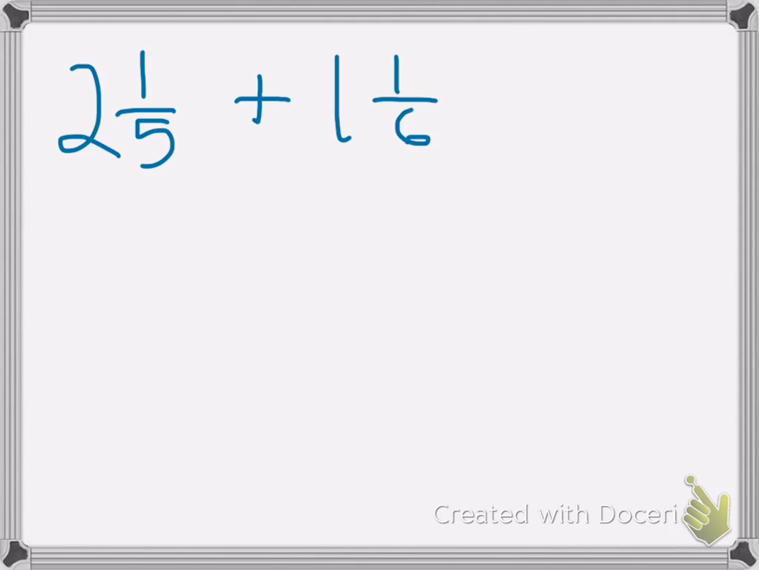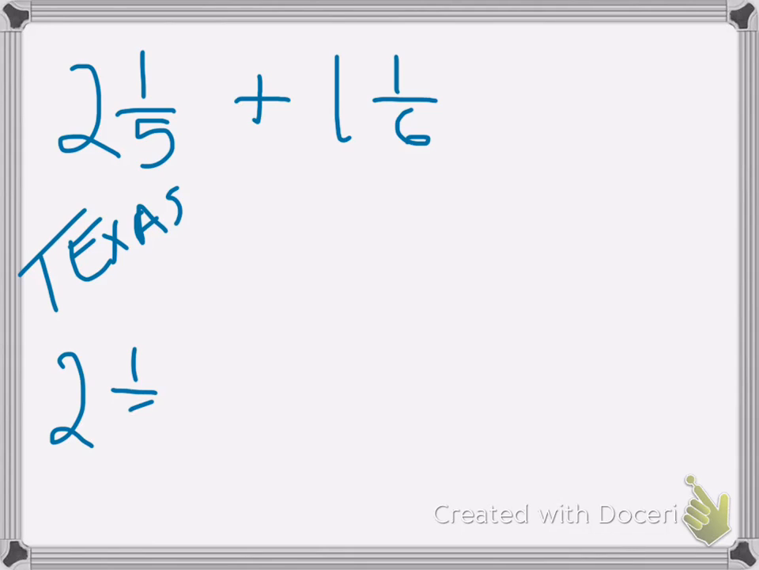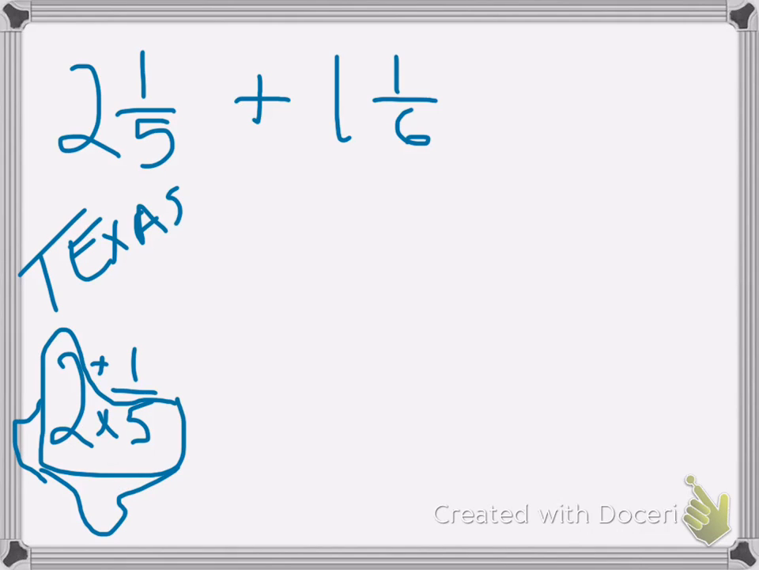Alright, here we have two mixed numbers. Well, we need to do the Texas method. The Texas method is this. We've got 2 1/5. You do the plus on the top and the multiplication on the bottom. You need to multiply that right there. That kind of looks like Texas if you do that to it. And so you multiply first. The 2 times 5 is 10. Then we have to add that 1 to it. So 2 times 5 is 10, plus 1 is 11.